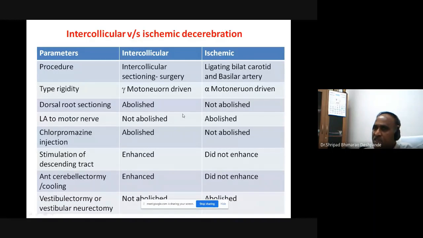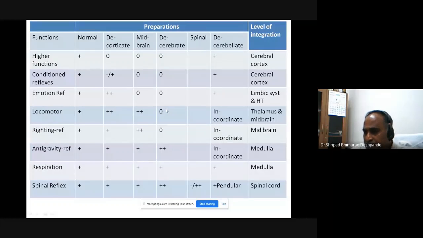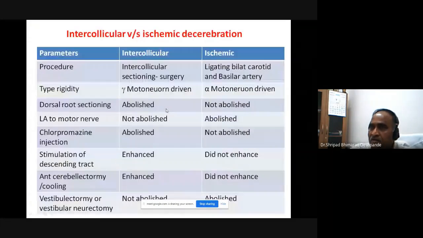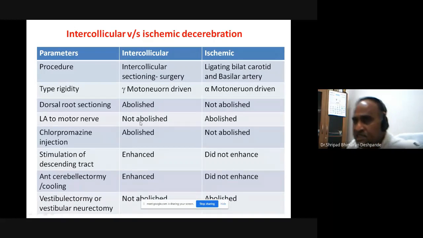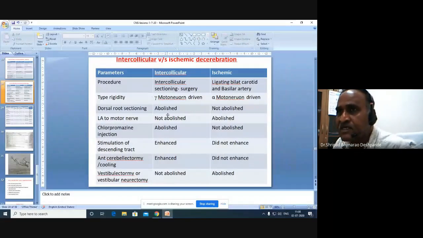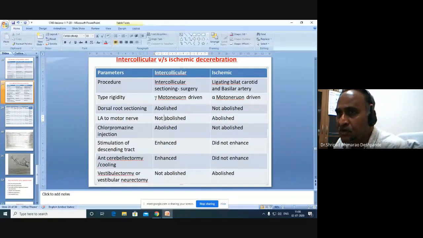Dorsal root sectioning abolishes it. In the other, it did not abolish. Local anesthetic, not. Sorry, this is wrongly typed here. Local anesthetic abolished here.